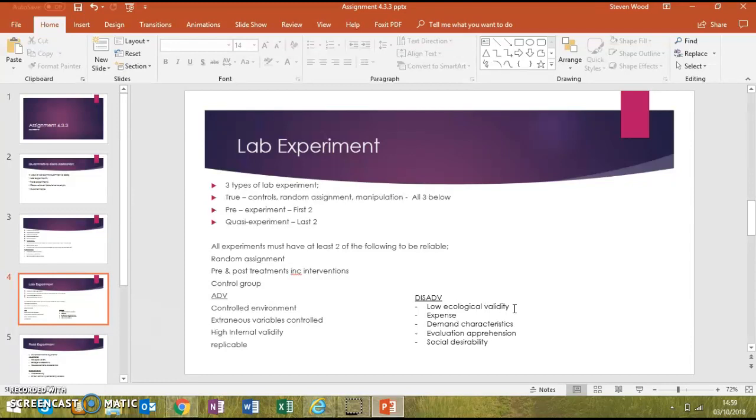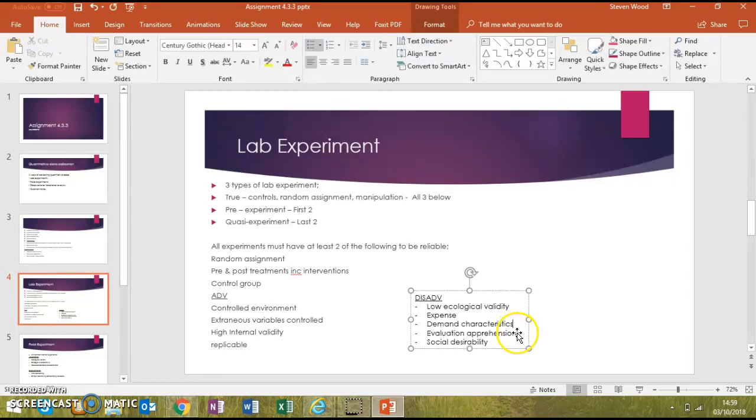There's also demand characteristics as a disadvantage, which is where the participant might feel like they need to please the researcher and try to manipulate the way that they would act if they didn't know that they were being tested upon. And there's also evaluation apprehension, which is where the participant might feel like they're going to be judged at the end of the research, so they don't act as normally as they should, which makes results a little bit invalid.